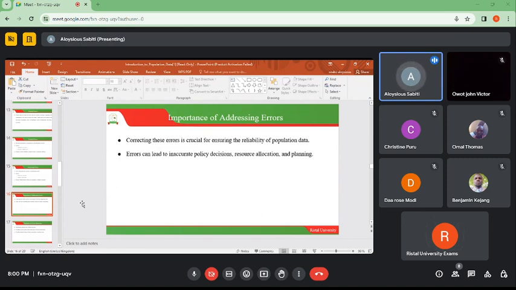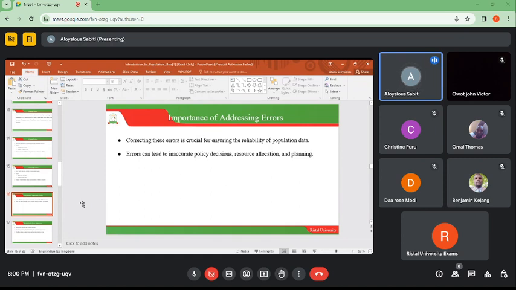Another importance of addressing these errors is that they can lead to inaccurate policy decisions, resource allocation, and planning. So if these errors are not corrected, the policymakers may be basing their decisions on these errors, and it may be unfortunate that they make decisions and allocate resources where there is no need. And this is a very important aspect of addressing errors.